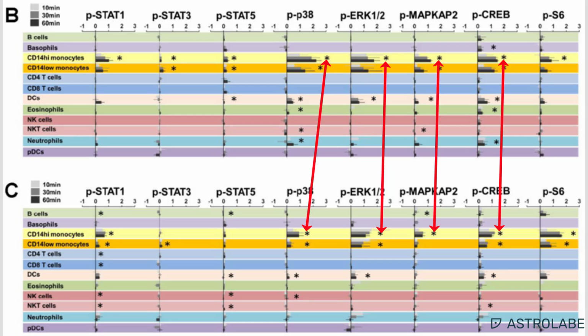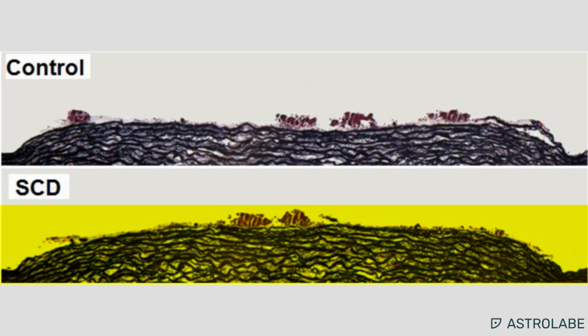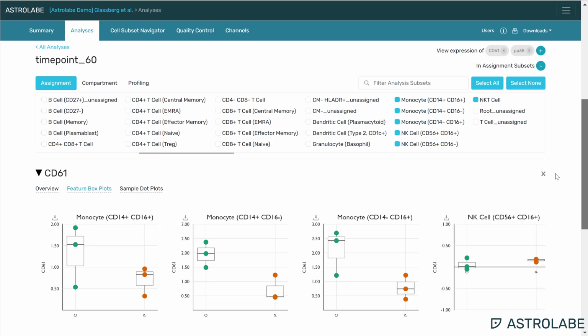Something I found interesting about this analysis is that the study showed the platelet-rich thrombus formed by samples from the patients with sickle cell disease was larger. However, as we saw in Astrolabe, the variation of CD61 was less pronounced in those patients than the controls. That is something I would want to explore further.